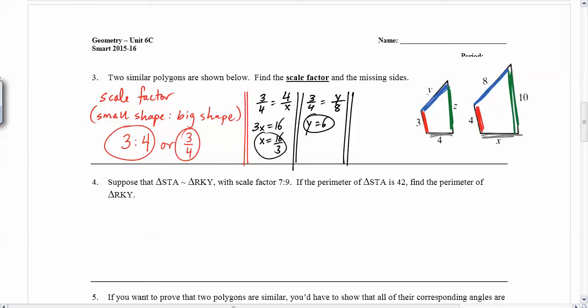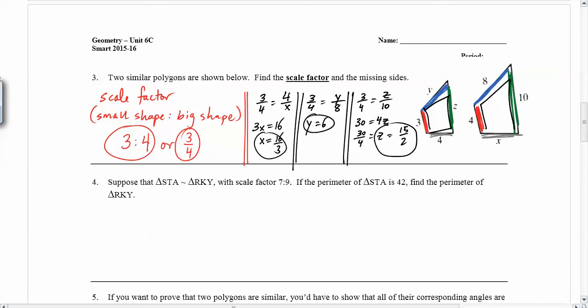And then we can do the same thing. Red over red equals green over green. So 3 over 4 equals z over 10. And then if I cross multiply, 30 equals 4z. So 30 over 4 equals z, which is the same thing as 15 over 2. Or if you wanted, you could say 7.5. Okay. Now, if I asked you, what if you added up all 4 sides of this and compared it to all 4 sides of that?